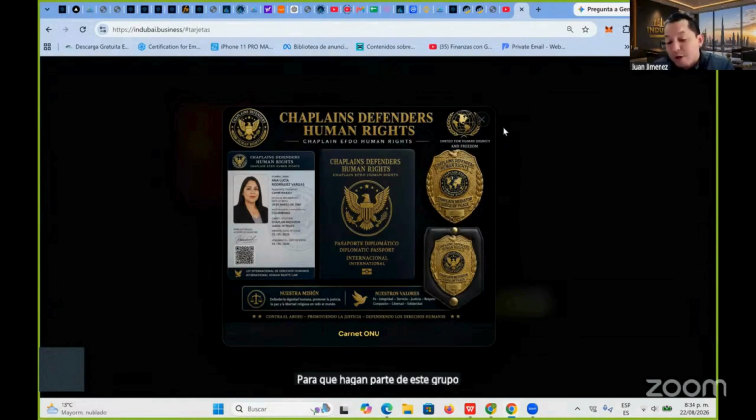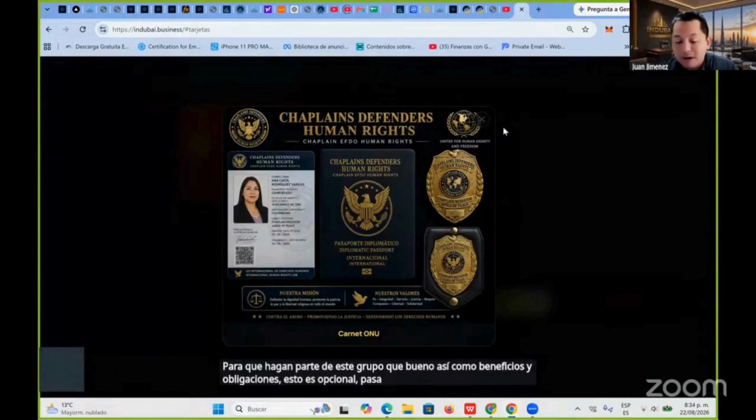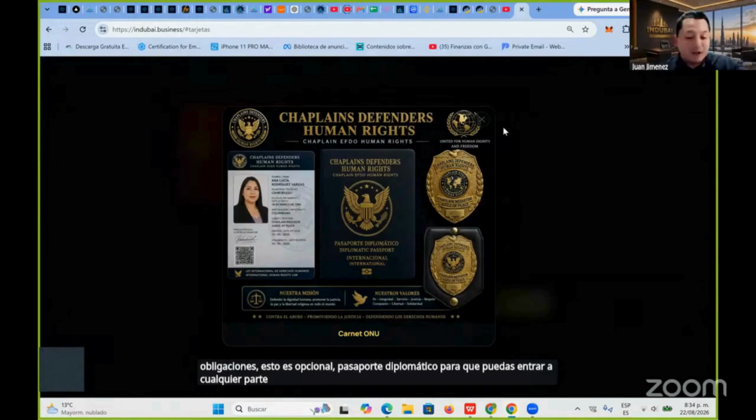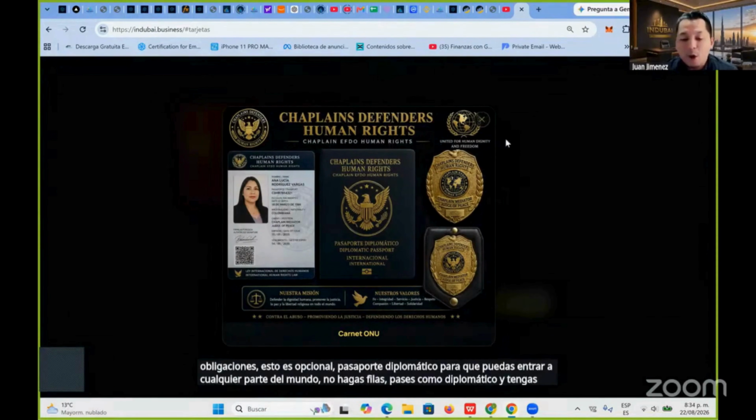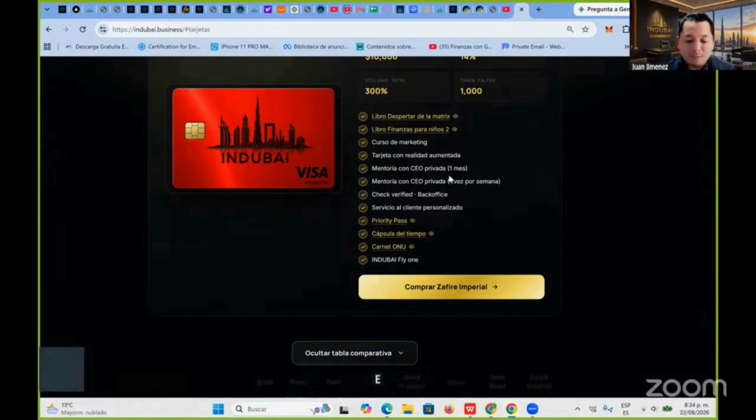That's great. Just like benefits, obligations, this is optional. A diplomatic passport so you can enter any part of the world, not wait in lines, pass through as a diplomat, and have this convenience with us as well. And Indubai Flayone, I'll leave that for you so that in time, when you are already a part of it, I'll tell you about it.